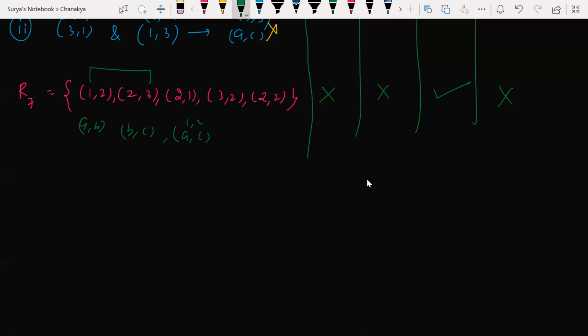Yes, sir. It is not available. So I'll not check any further cases. I'll not take this as A comma B. I won't check now. Why? Because it has failed here itself. So it is not transitive. It is clearly evident from there.